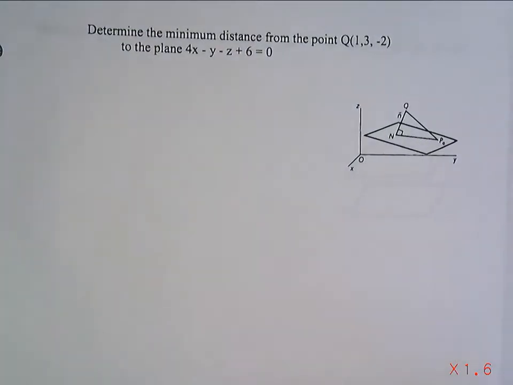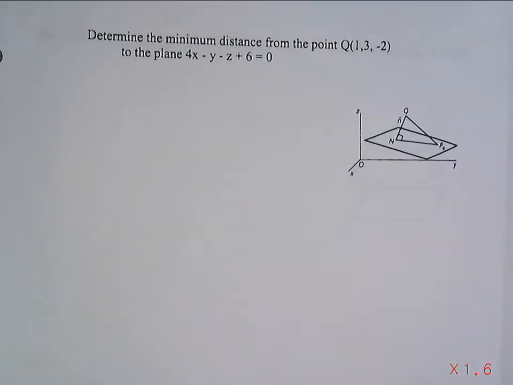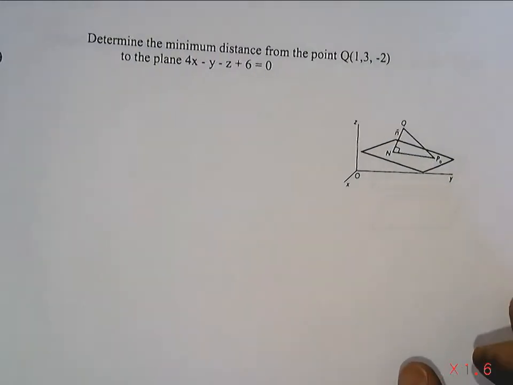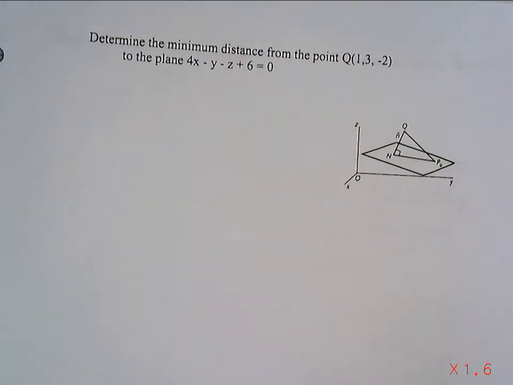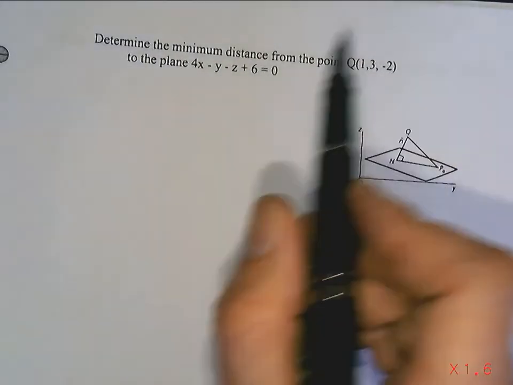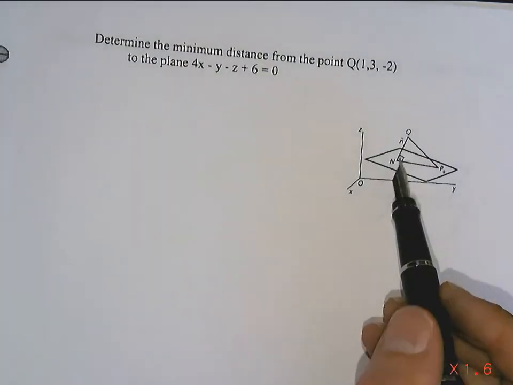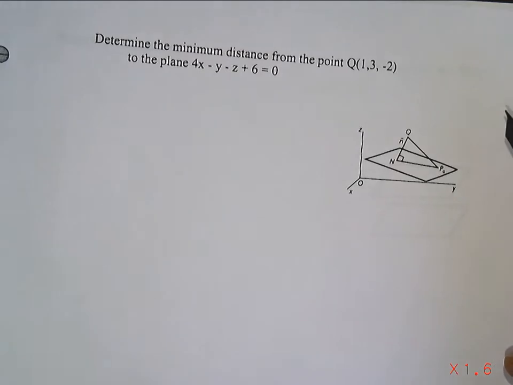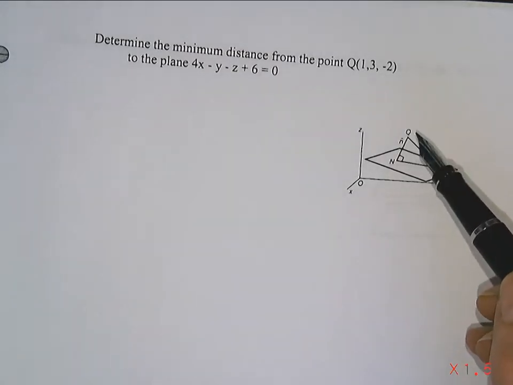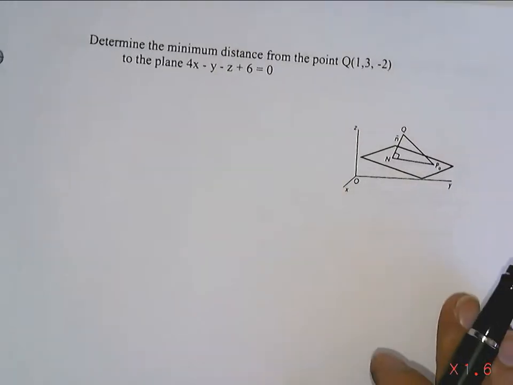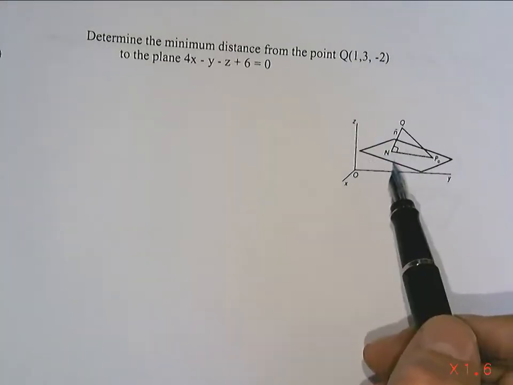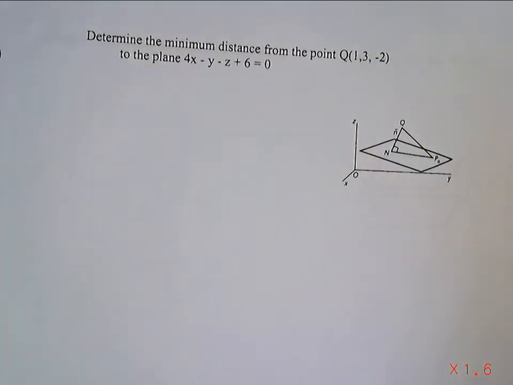Welcome back. Okay, so what we have now is a question that's asking us for the minimum distance from a point Q to the plane. Here's your diagram. So, they have Q up off the plane. To be honest with you, you better check that, because if Q lies on the plane, what's the minimum distance between the point and the plane? 0. And I've been known to do that.